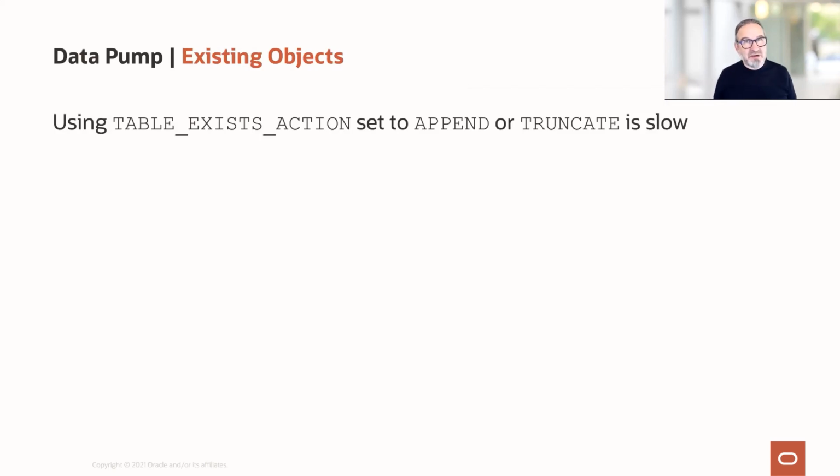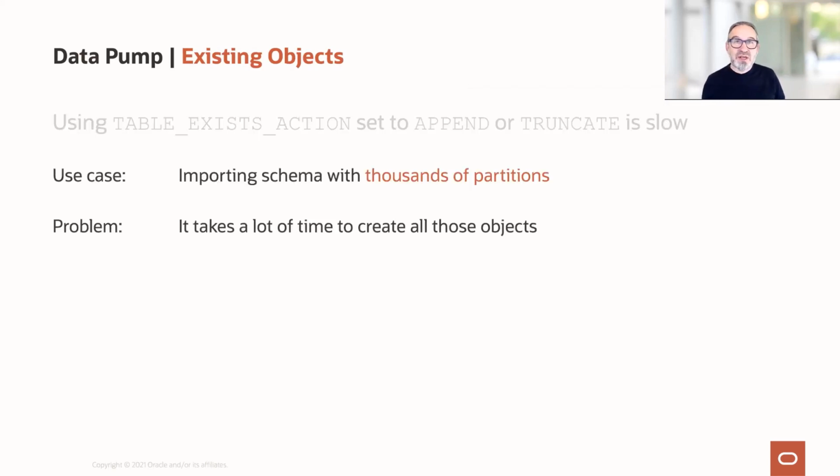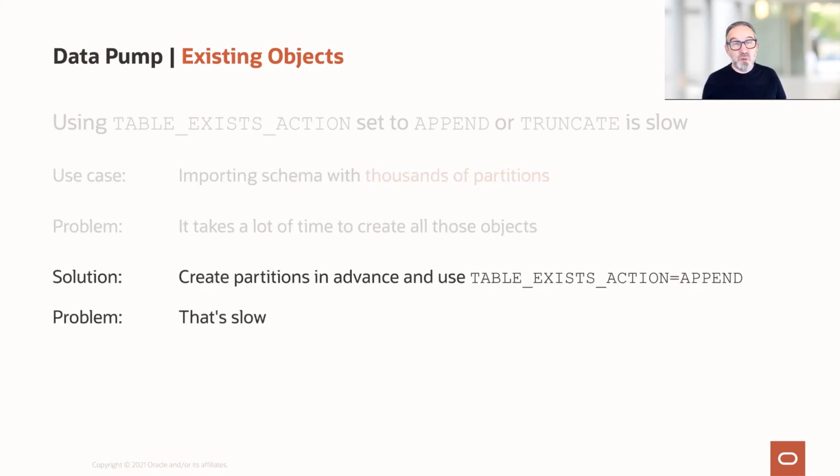Then let us go to another topic. The other topic would be, we would like to import thousands or hundreds of thousands of partitions and subpartitions. And if you've ever done that, you know it takes a lot of time to create these objects. So what could we do? We could create the partitions in advance with a script and then use table exists action and set it to append. That's good, but it's slow. It's still slow. So how can we use that trick and then make it run faster?